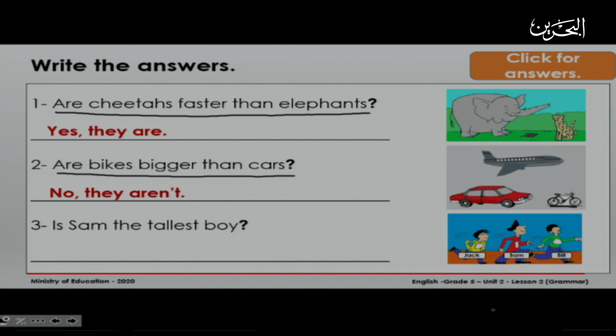Number 3. Is Sam the tallest boy? Where's Sam? Look at him. Is he the tallest boy? Yes, he is. Very good.